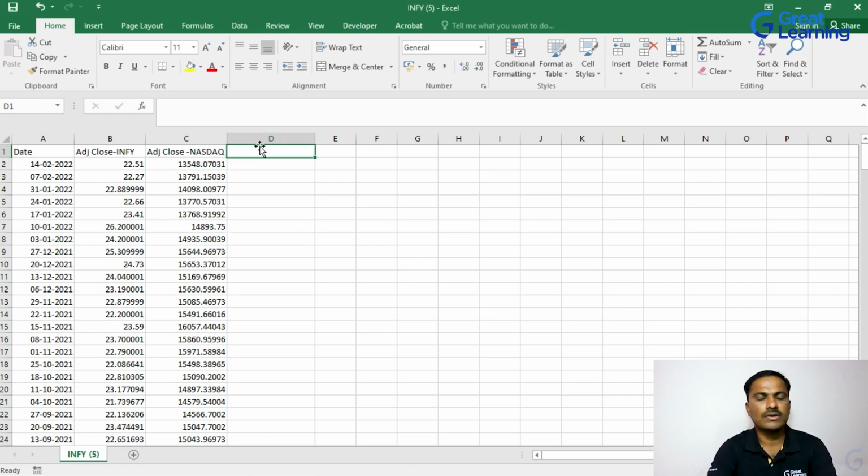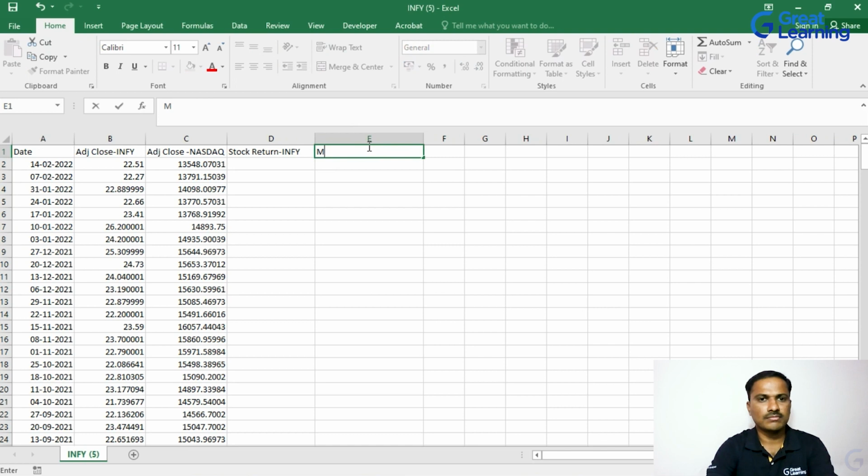Okay, now calculate a return for stock and a return for market. So stock return in Infosys, and market return, Nasdaq.